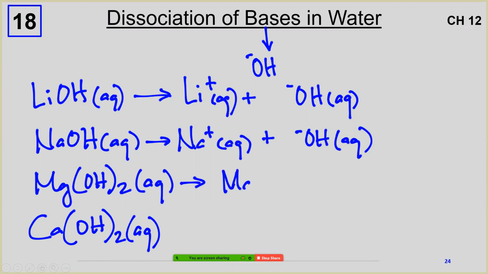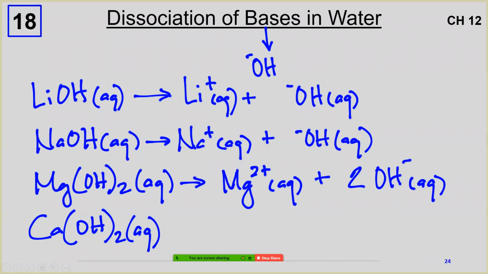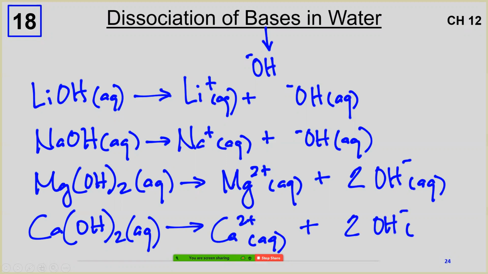We have Mg with a +2, again aqueous, plus this time we have 2 units of the hydroxide ion. So you have 2 moles of the hydroxide ion here, again in aqueous solution. Same thing for the calcium hydroxide. We have Ca2 plus in aqueous plus 2 moles of the hydroxide ion. And that's how you show the dissociation of bases in water.